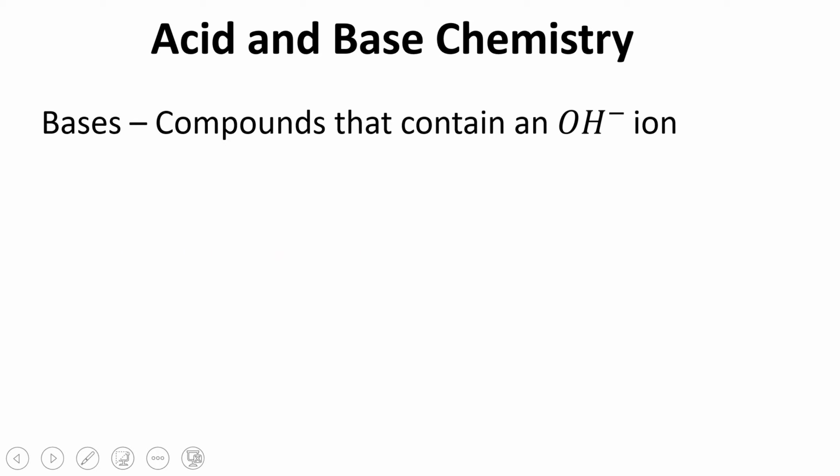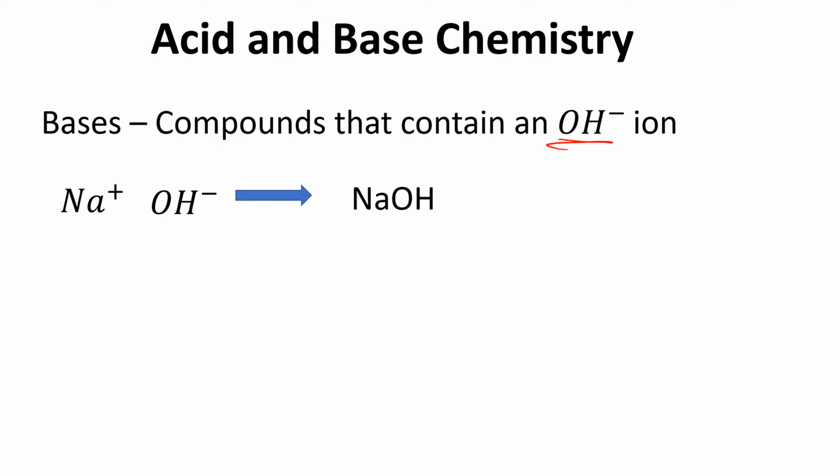So the feature of a base is a compound that ends with an OH molecule. So that's a hydroxide. So you can take any old metal you want, put it with the OH molecule, do your little crossover, and you get your formula. And then we're just going to name these just like any other ionic compound. So this one is sodium hydroxide.